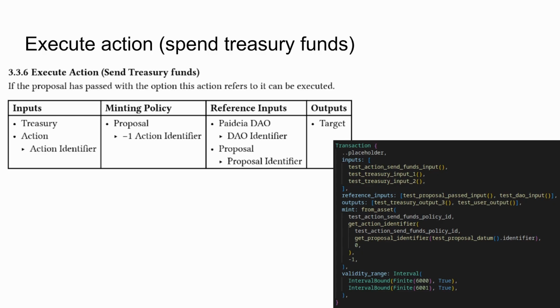So the more interesting part of this milestone, of course, is the execute action transaction that spends treasury funds as long as the proposal has passed. So the inputs for this transaction are one or more treasury UTXOs, and of course the action UTXO. So the treasury functions similarly to how a normal user's wallet functions. So you can have multiple UTXOs that are holding the assets. It doesn't have to be all in one UTXO.